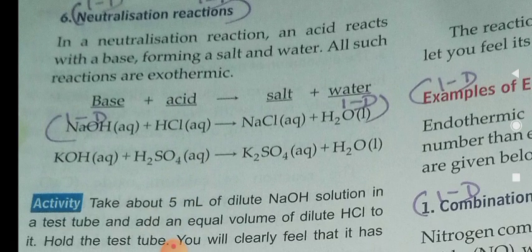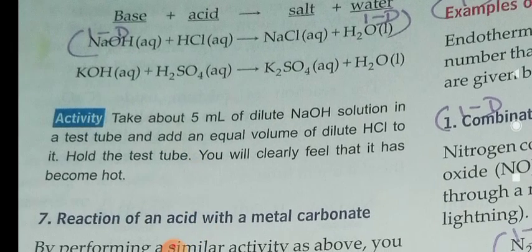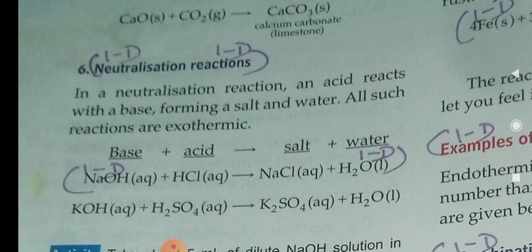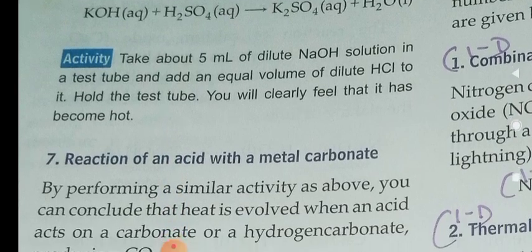The next one is neutralization reaction. In a neutralization reaction, an acid reacts with a base forming salt and water. All these reactions are exothermic reactions. For example, sodium hydroxide, NaOH, which is a base, and HCl, hydrogen chloride, which is an acid, react to form NaCl, salt, and water, H2O. Okay children, so this is about neutralization. Neutralization means converting the acidic and basic nature into a neutral mode. All these reactions are exothermic reactions.